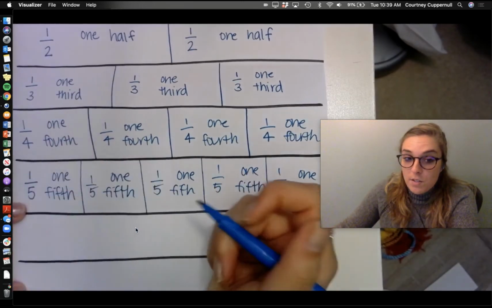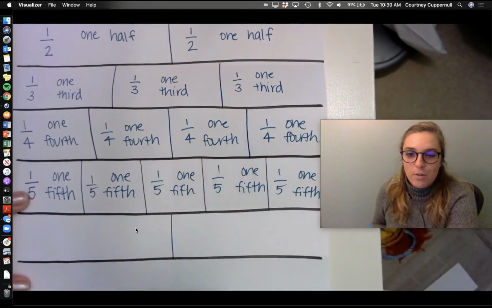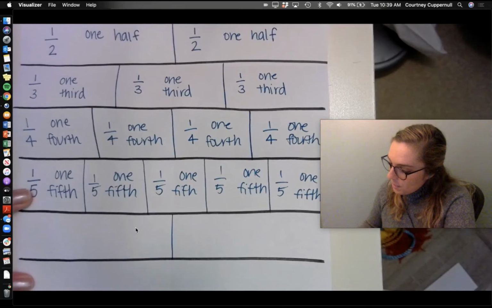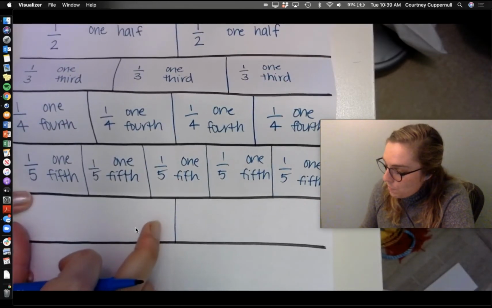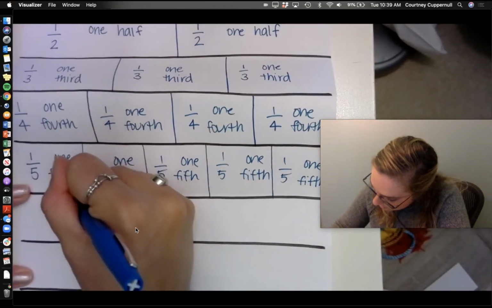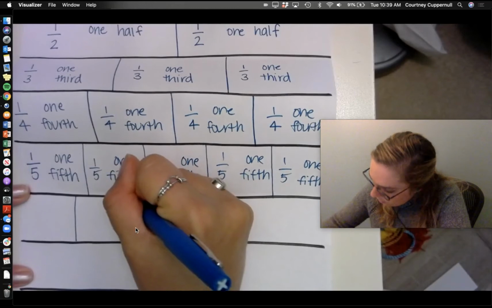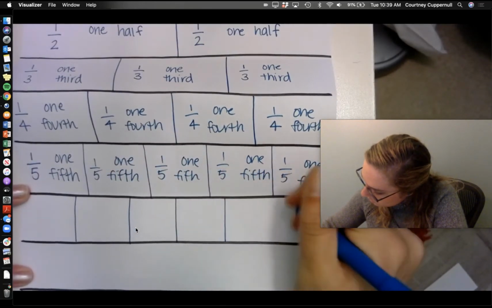Another way I can think about this too is if I split it in half first. Any even number, you can always use your half trick. Split it in half first. I know that half of 6 is 3. So I need 3 pieces here and 3 pieces here. That'll help you maybe make your pieces more even.